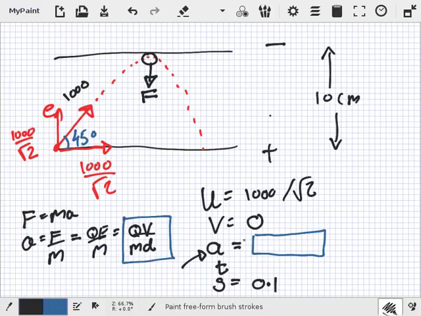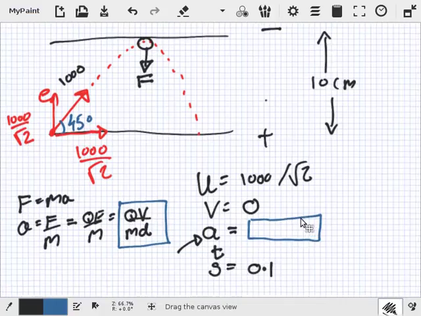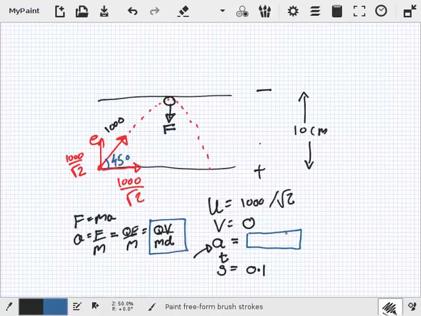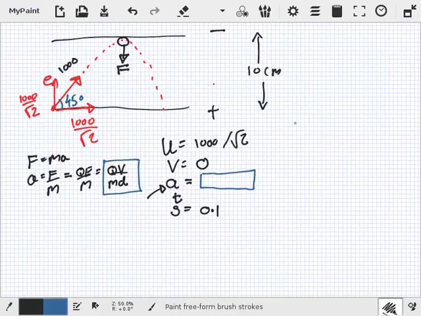So let's get the A. What formula best gives me the A? 2AS, V squared equals U squared, yeah. V squared equals U squared plus 2AS. Yes.